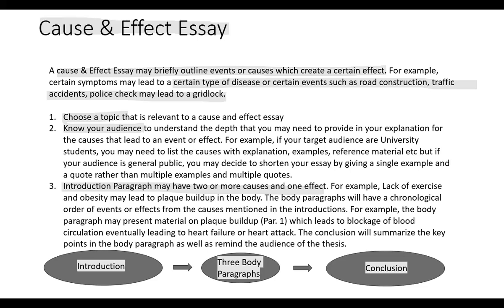All right, so let's say you start out with road construction. You'll talk about how certain materials impact the type of construction, cause and effect. Traffic accidents: how traffic accidents cause gridlock. Police checks: how police checks may cause a gridlock. Again, steps. Number 1, choose a topic. Number 2, know your audience. Number 3, intro paragraph, your body paragraphs, and your conclusion. So 1 intro, 3 body, and finally a conclusion.